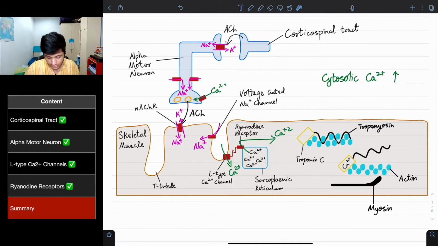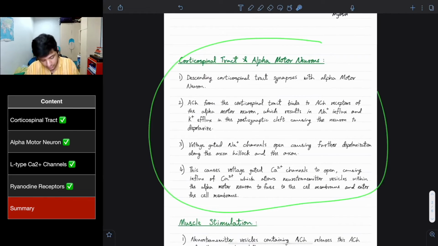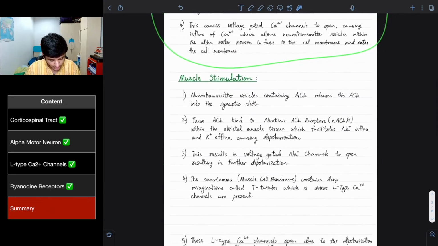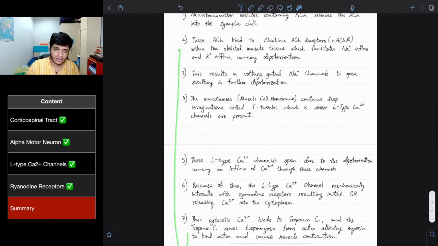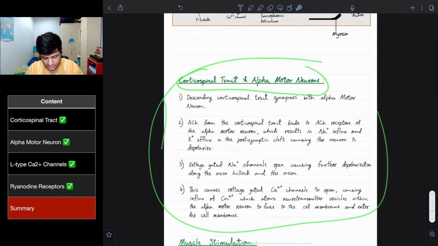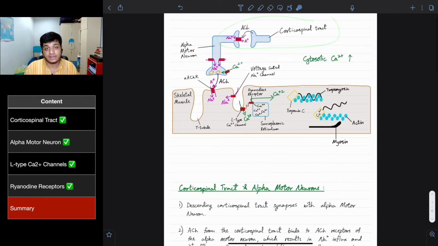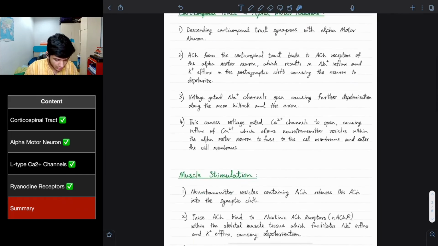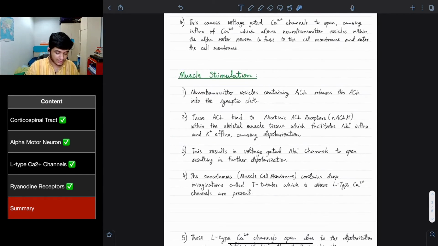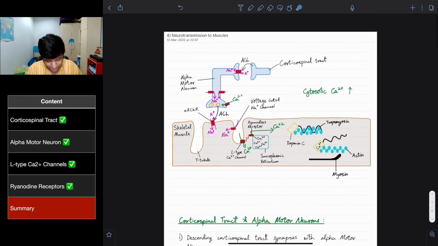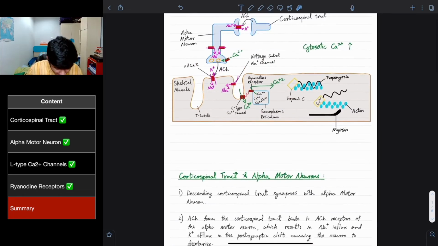So yeah, I wrote the points in point form, from 1 to 9 actually, from the corticospinal tract to the alpha motor neuron, which is here. I explained it in point form, and how the alpha motor neuron stimulates the muscle. It's like a story, so you can just read through it. I'm not going to explain it again point by point, because it would be my third time explaining it.